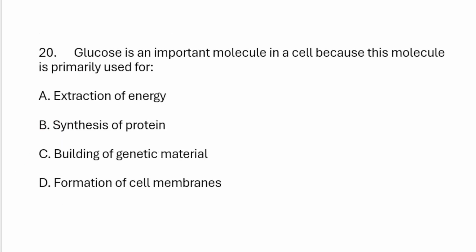Next question. Glucose is the most important molecule in a cell because this molecule is primarily used for A. Extraction of energy, B. Synthesis of protein, C. Building of genetic material, D. Formation of cell membrane. The answer is extraction of energy.